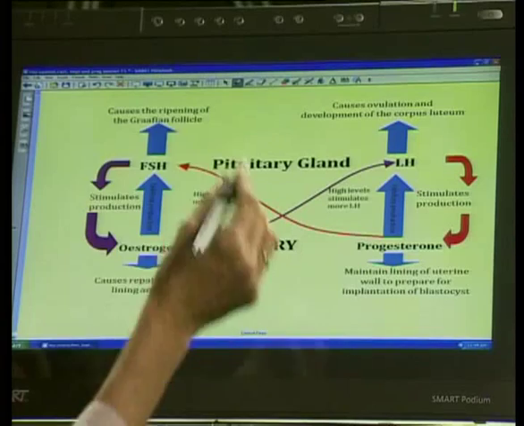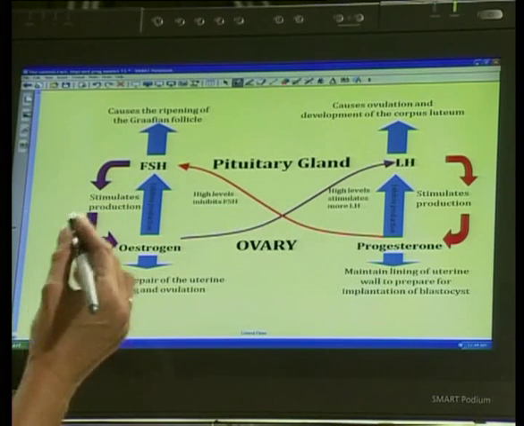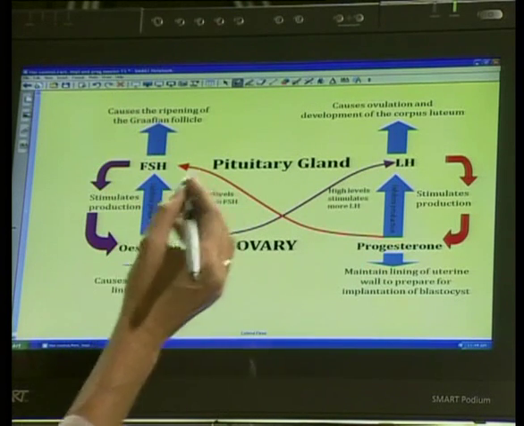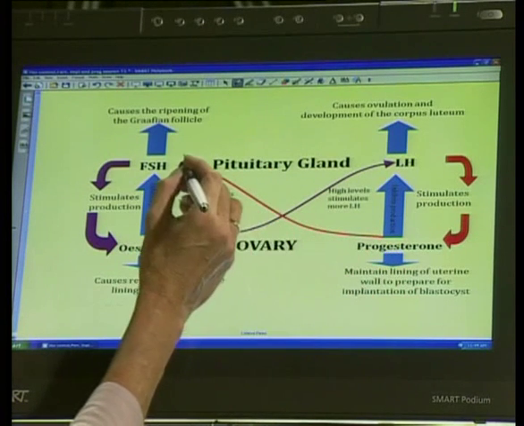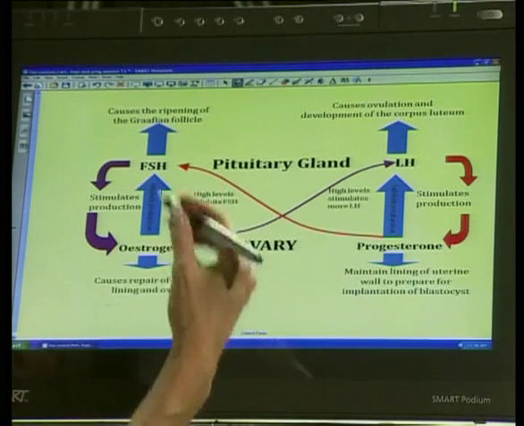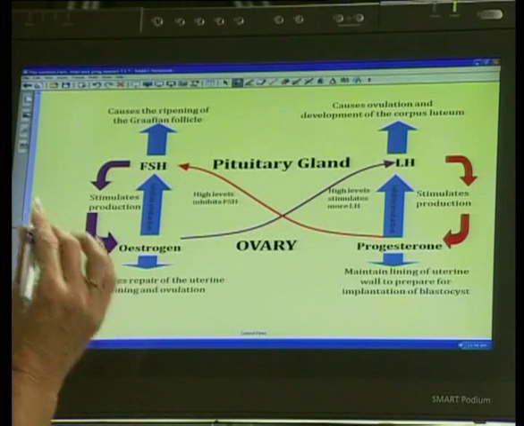Okay, here we go. Now, what I did was I put together a sort of a flow chart for you to show you the negative feedback. Now remember, negative feedback is if something goes too high, something kicks in to make it less. If something is too low, something kicks in to fix it. Okay, and this is all your hormonal processes.